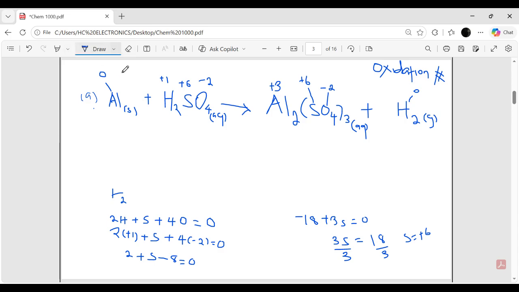So now here you have aluminium, sulfuric acid, aluminium sulfate, and hydrogen gas. When balancing this one, you need to check which one is undergoing oxidation. Can anyone tell me which of these elements is undergoing oxidation and which one is undergoing reduction?